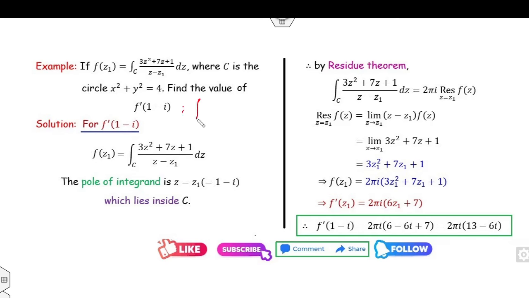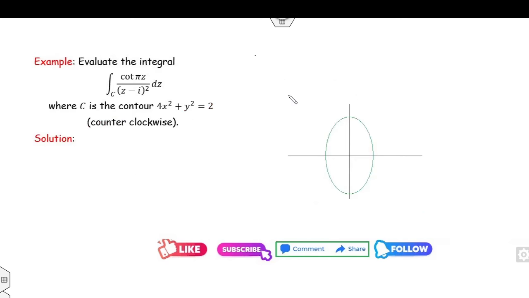Similarly, if somebody asks you to find the second derivative at 1 minus iota, this is the f of z, you can find the second derivative easily. Okay, look at another one. Find the integral of this. Firstly, I can write the integrand as cos of pi z divided by sine of z times (z minus iota) square.